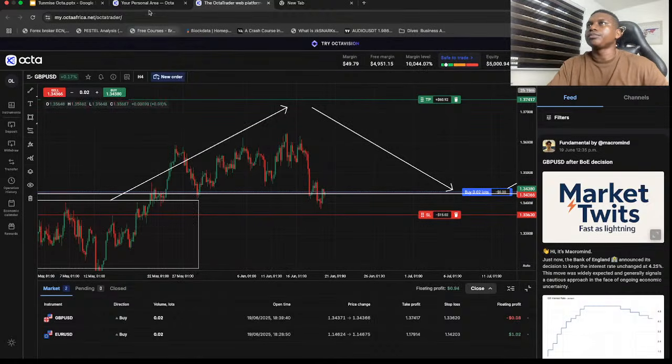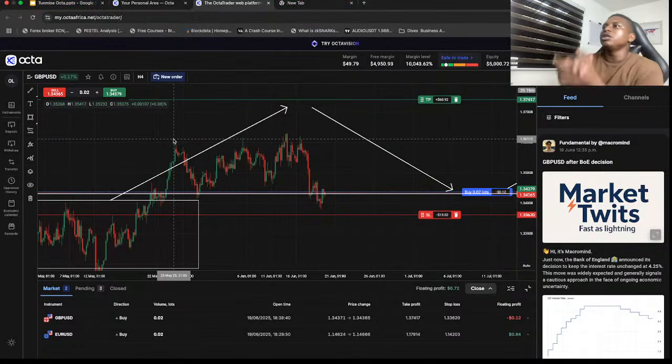So on GBPUSD we are bullish, and we've taken a bullish outlook and a bullish position. Same with EURUSD, and that would be all for today.